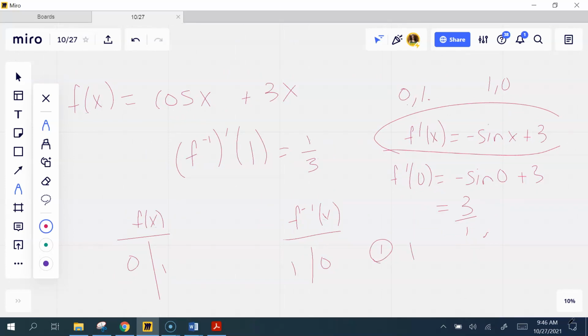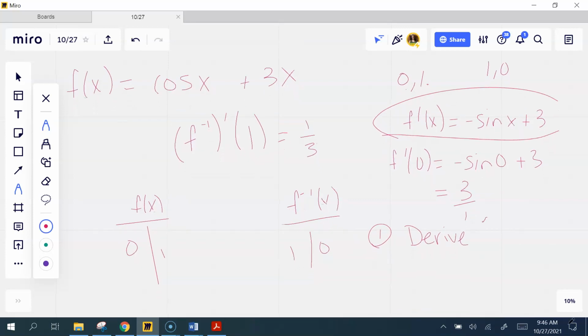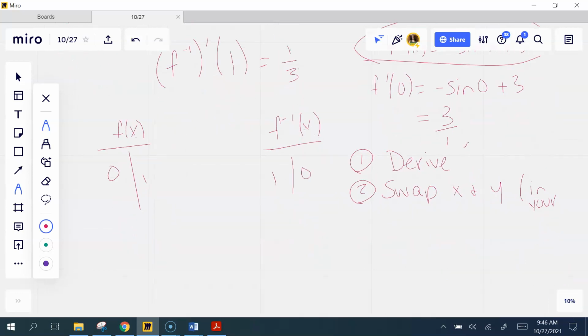This is literally what I have on my notes to give you. Swap x and y in your point. So instead of (0, 1), I'm looking at (1, 0).